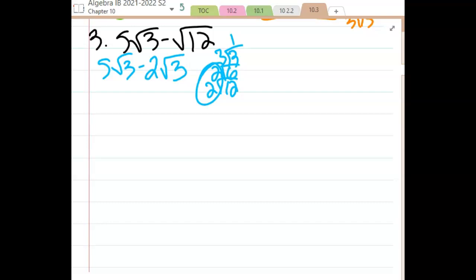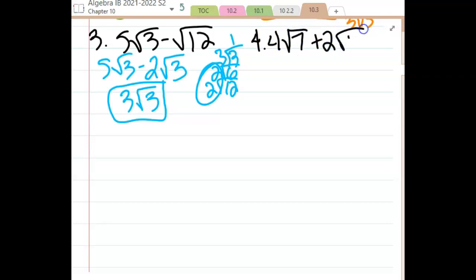Notice now that I simplified the square root of 12, we have 5 square roots of 3 minus 2 square roots of 3. They're both now square roots of 3. So we can take 5 minus 2 and we get 3 square roots of 3. Right? That radical part stays the same. Okay, number 4. 4 square roots of 7 plus 2 square roots of 28.